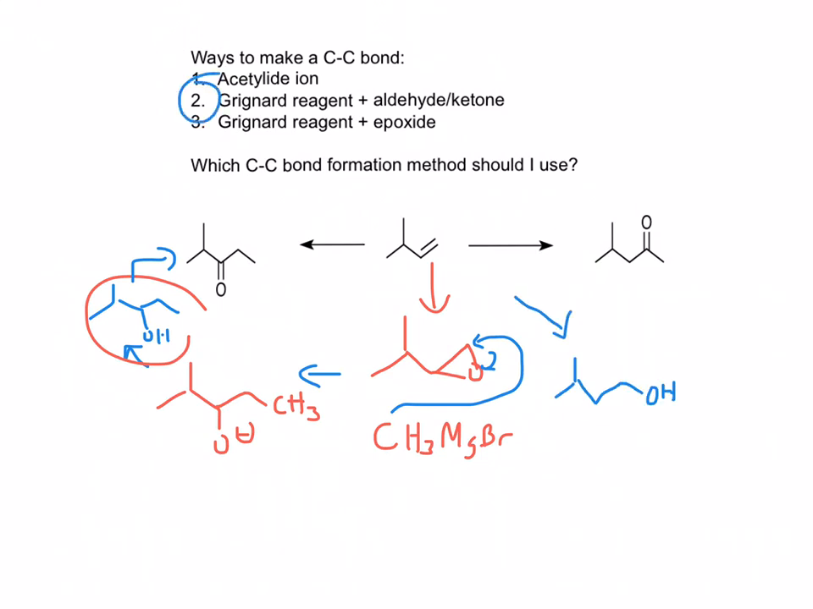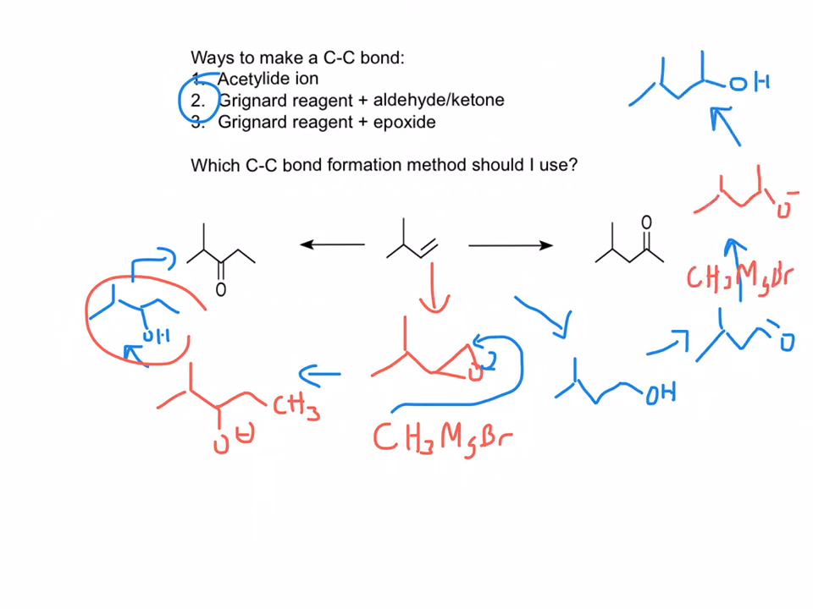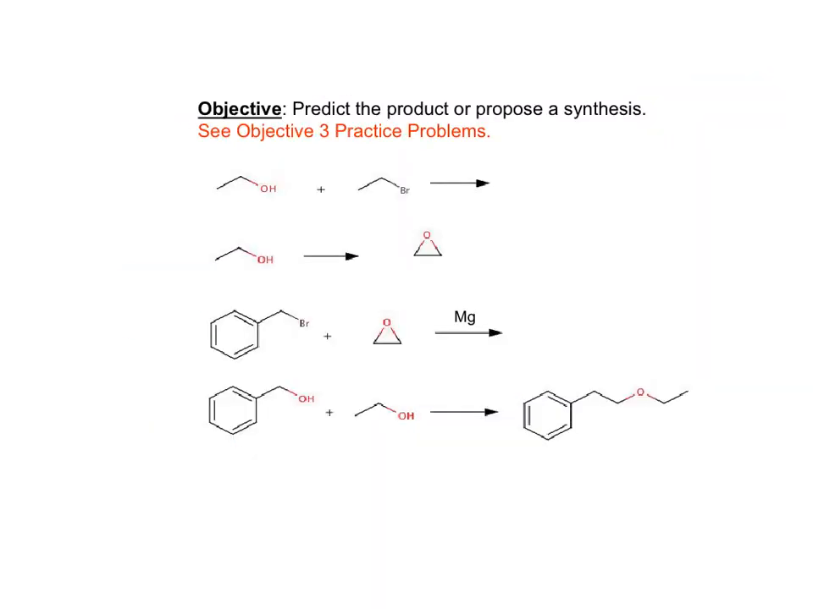For the reaction on the right, use method 2. First make an alcohol, then make an aldehyde, then use the Grignard reagent to make the alcohol, and then do an oxidation to make your product. So practice makes perfect, so see practice problem 9.